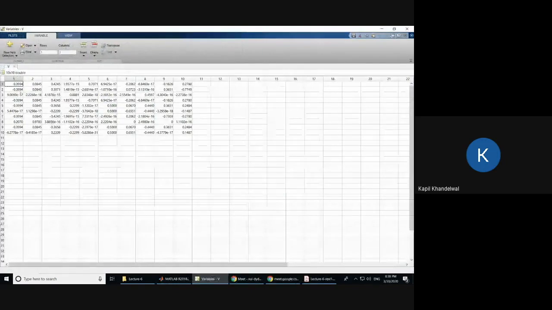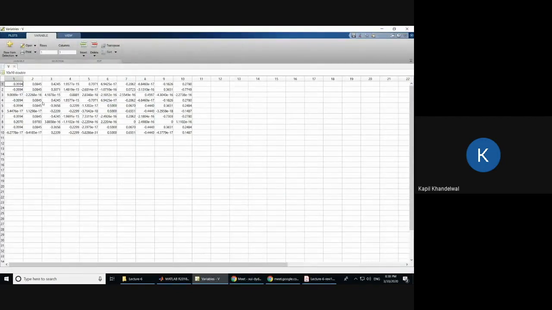So if you see the V matrix, these are the eigenvectors. Okay, so these are the eigenvectors. There are 10 eigenvectors, because the size of KFF is 10 by 10. So there are 10 eigenvectors. Let me close this here.